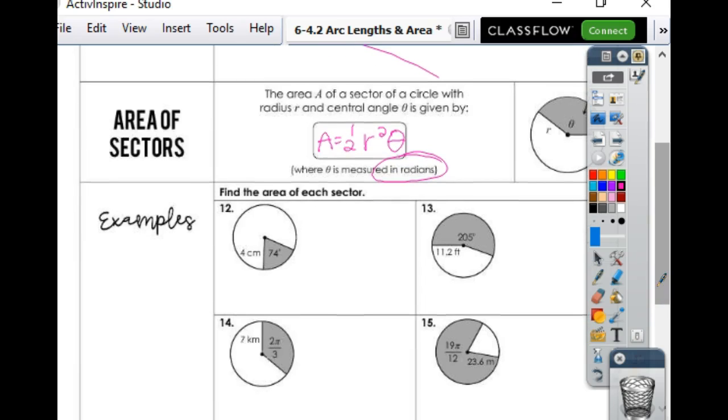So the first one is in degrees, right? So if I do A equals 1/2 times 4 squared times 74 times pi over 180, that changes it to radians, and now you can get your answer. So everybody multiply. If you put all of this in parentheses, you can just multiply it straight in your calculator, and push the S to D button, and it'll give you the answer.